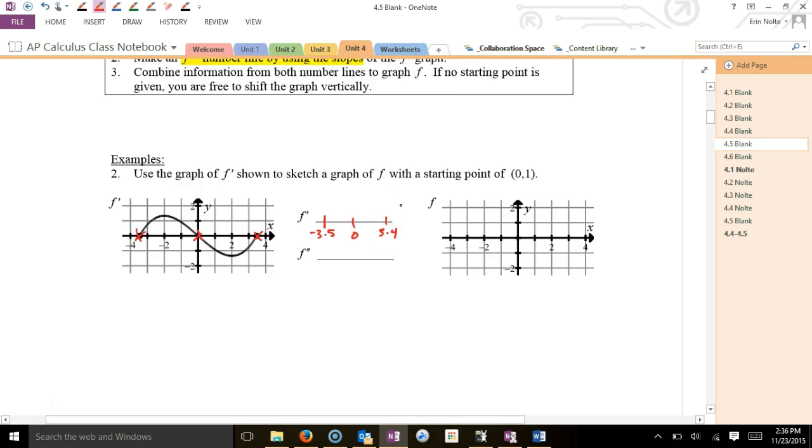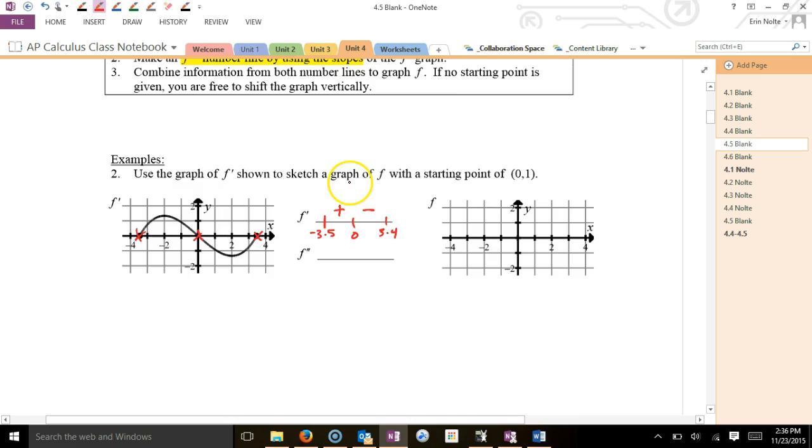Then I'm going to use the slopes between those values to help me draw this. Up here on this side between negative 3.5 and 0, it's above the x-axis, so that's a positive slope. And then between 0 and 3.5, it's below the x-axis, so that has a negative slope.